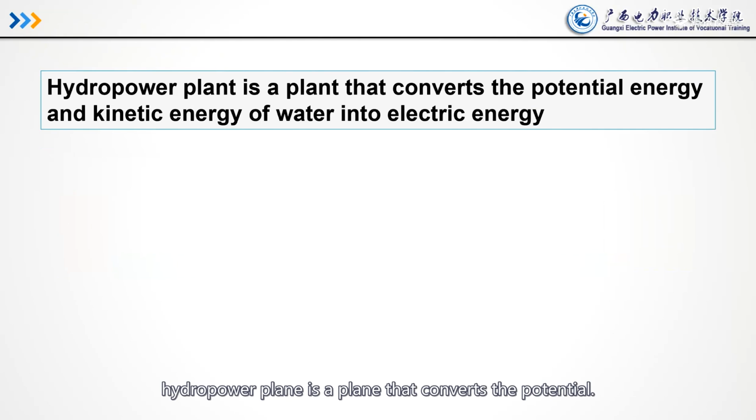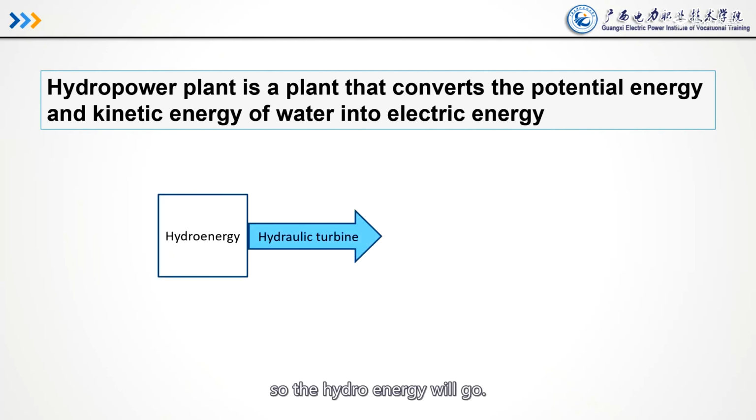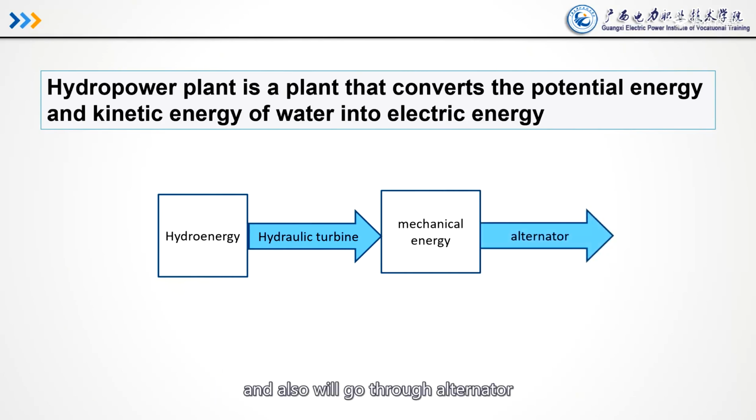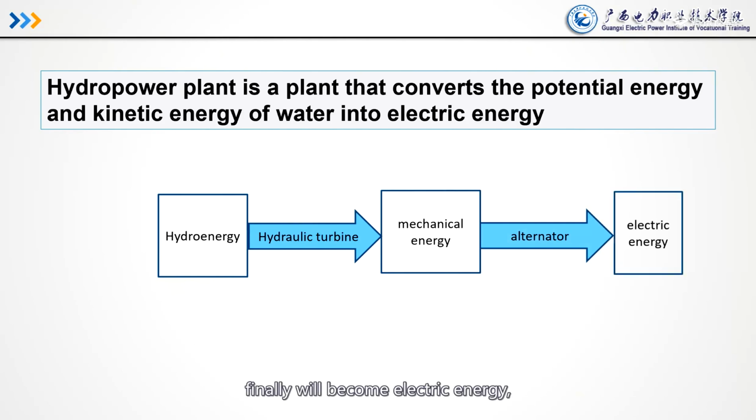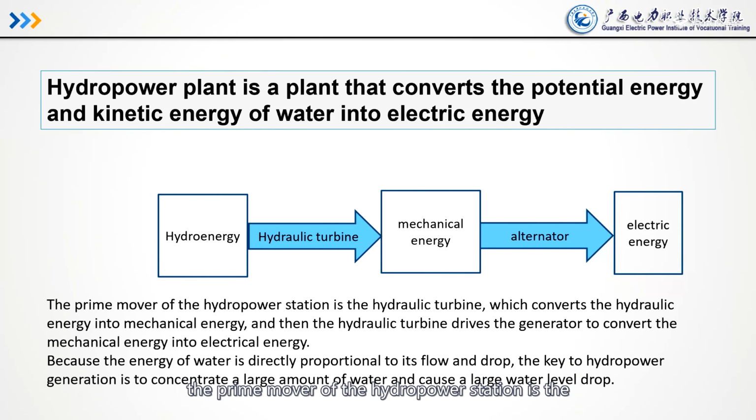A hydropower plant is a plant that converts the potential energy and kinetic energy of water into electric energy. The hydro energy goes through a hydroelectric turbine and changes into mechanical energy, then goes through an alternator and finally becomes electric energy. The prime mover of the hydropower station is the hydraulic turbine, which converts the hydraulic energy into mechanical energy, and then drives the generator to convert the mechanical energy into electrical energy. Because the energy of the water is directly proportional to its flow and head, the key to hydropower generation is to concentrate a large amount of water and create a large water level drop.